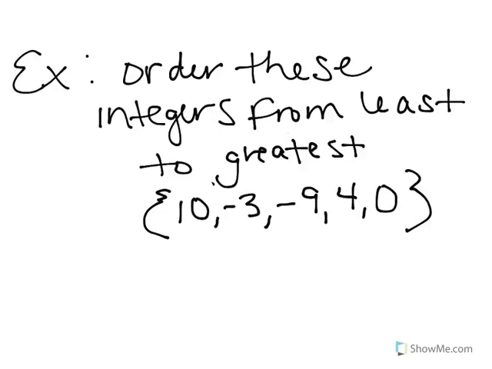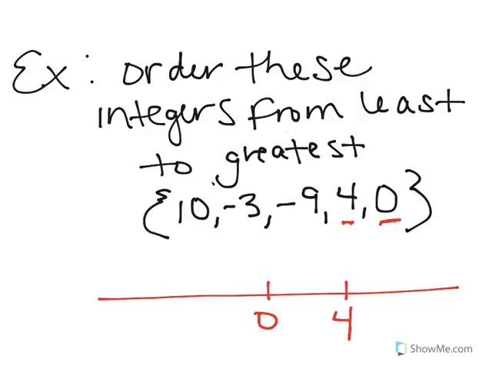So let's have an example here. The example says order these integers from least to greatest. So we can think about this as the number line. Looks like we can deal with 0 here, so we know 0 is in the middle. So we know 4 is about 4 away from 0, so we know that comes next. And then we know 10 is past 4 on the number line.